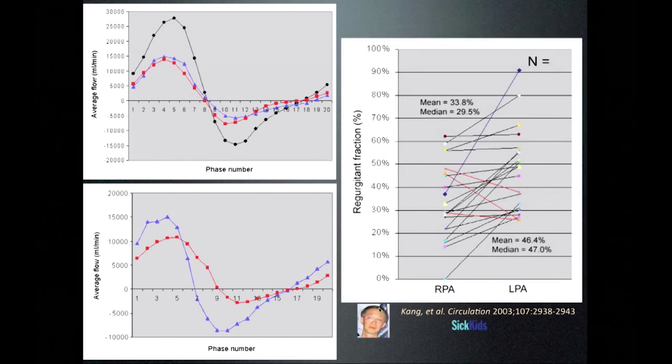So we looked at, when Dr. Isa Kang was with us for a year in 2002, we looked at the cases, and this is the pulmonary regurgitation from the right pulmonary artery. This is the pulmonary regurgitation from the left pulmonary artery. You can see in most of the cases, regurgitation from the left pulmonary artery is significantly higher than the regurgitation from the right pulmonary artery, which is a very important observation.